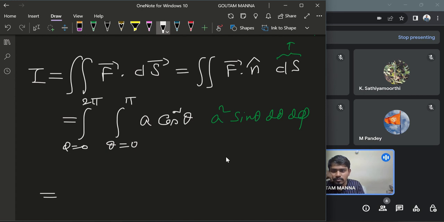Okay, let me know if these limits are clear. If not, then please let me know why phi is going from 0 to pi and theta is going from 0 to 2 pi. Why is theta not going from 0 to 2 pi?